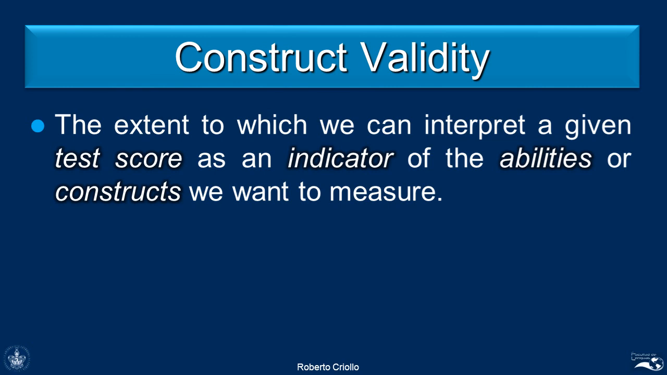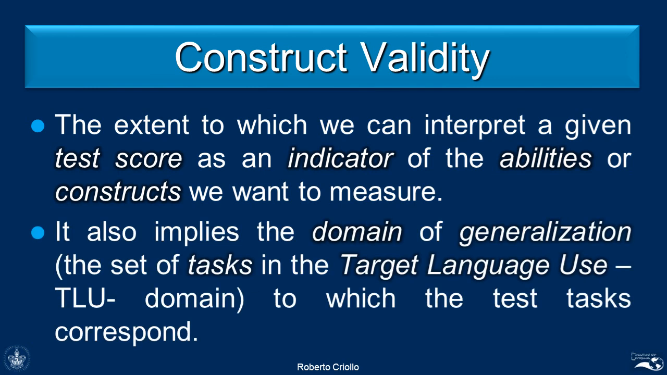Now, if we remember, construct validity refers to the extent to which we can interpret a given test score as an indicator of the abilities or construct that we want to measure. Of course, this implies that we need to make sure that the tasks in the test resemble the domain of generalization. That means the activities that the test takers are going to perform in real life.